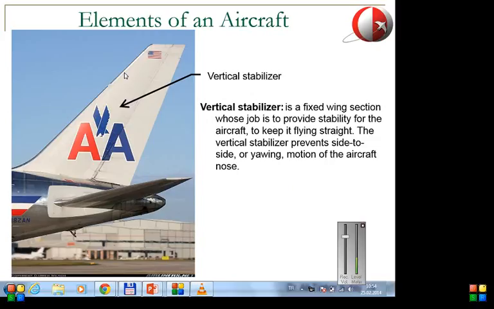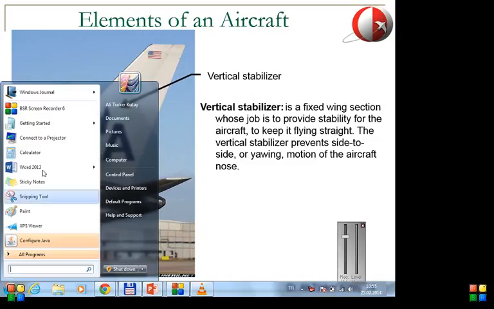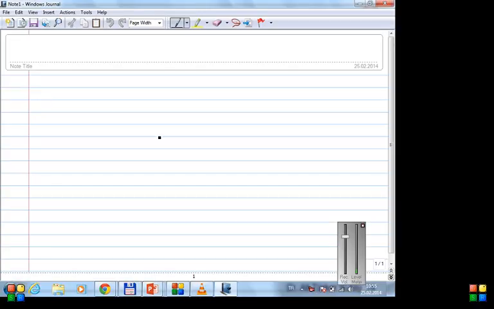Okay, so I was talking about the vertical stabilizer. So basically, let me just try to quickly explain how this vertical stabilizer works. Okay, so let me just draw an airplane, a top view of an airplane. So these are the wings. And then there's this vertical stabilizer here.